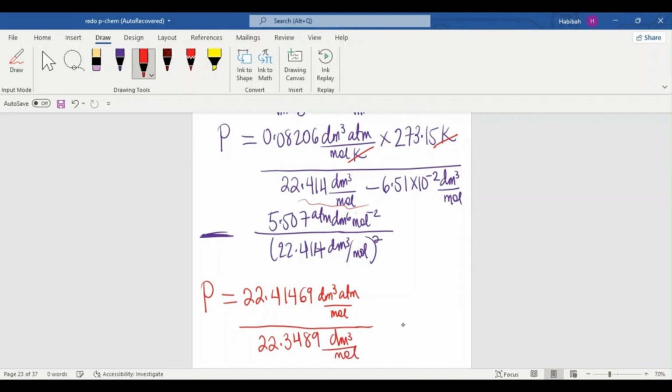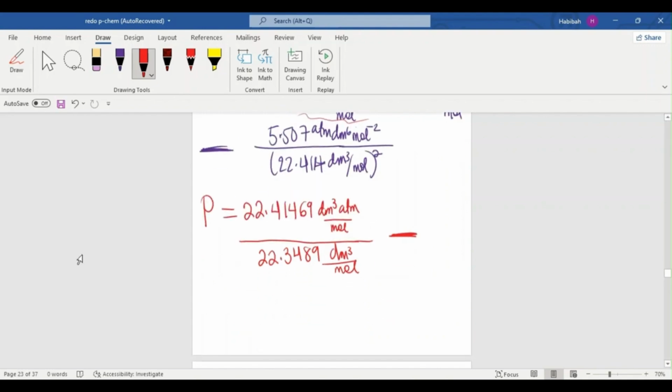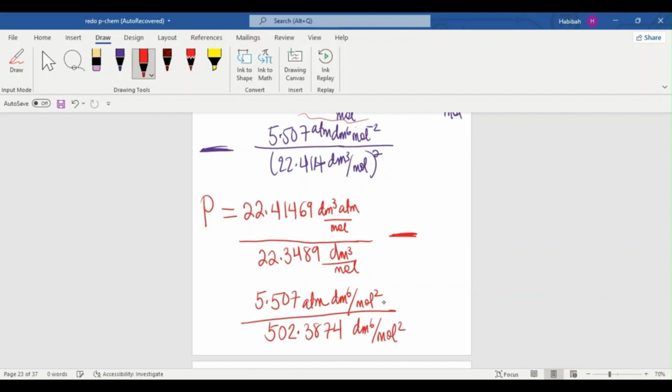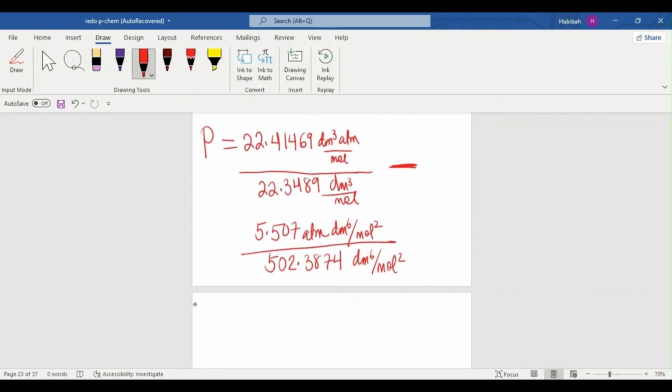So we've subtracted the information at the bottom. So this minus the other part of the information, 5.507 atmosphere dm6 per mole squared, divided by 22.414 dm cubed per mole all squared. That's going to give you 502.3874 dm6 per mole squared. So that is it. You have the information so far. Of course, now we can cancel out more units. So cancel out dm cubed, mole, mole, and of course dm6, mole squared, mole squared.